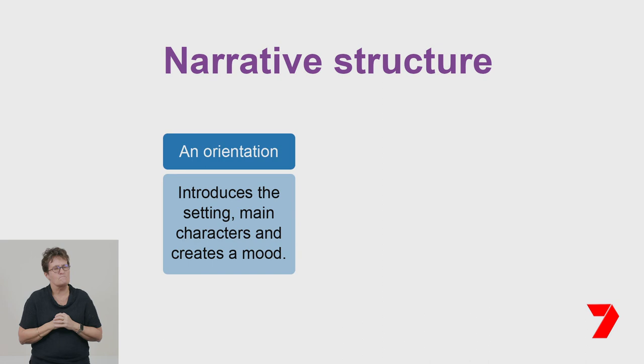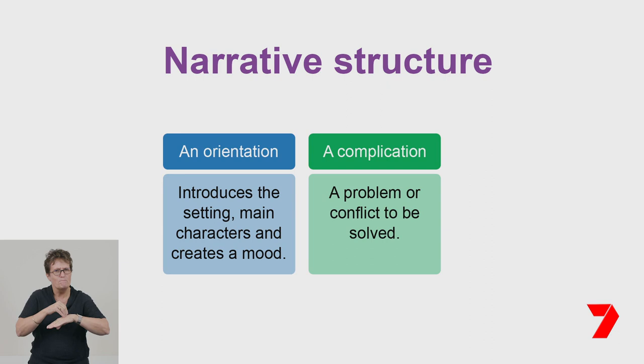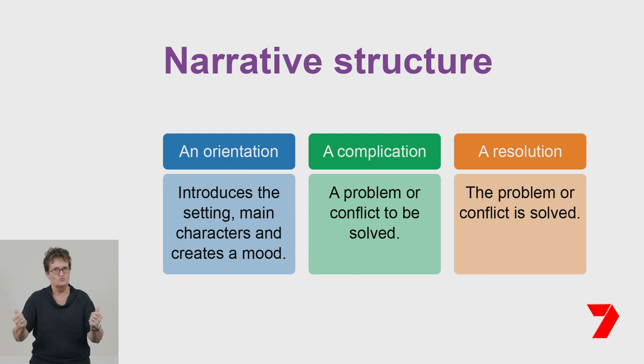Do you remember the structure of a narrative? Yes. Most narratives have a beginning or an orientation, which introduces the setting, the main characters, and creates a mood or feeling for the story. Then there is the complication, which is a problem or conflict that needs to be solved. And then, of course, there is a resolution where the complication is resolved. The build-up of a complication or complications in a narrative is called plot tension. It helps to keep the reader wondering what is going to happen next, maintaining their interest.